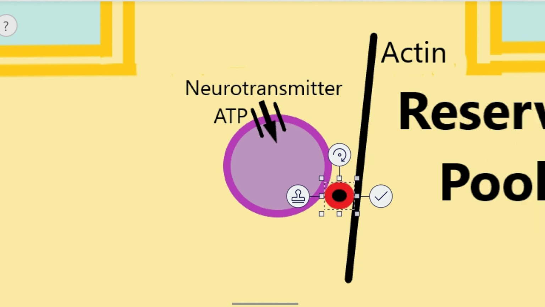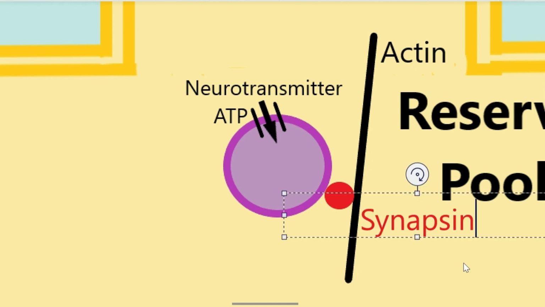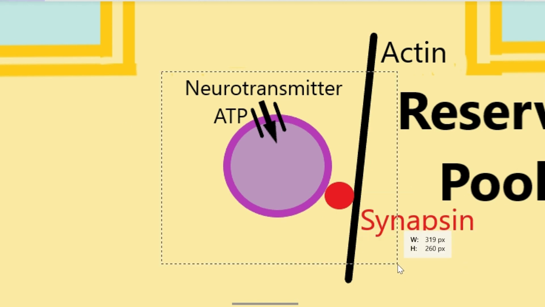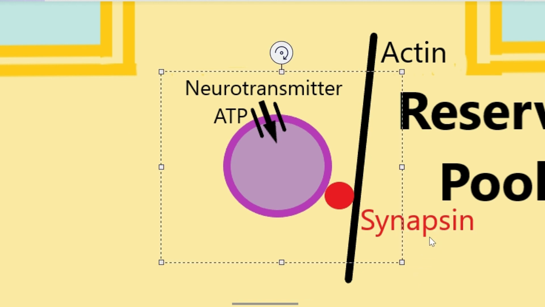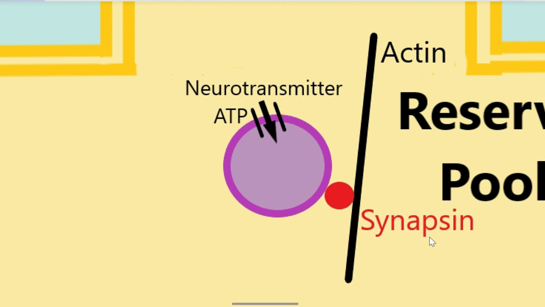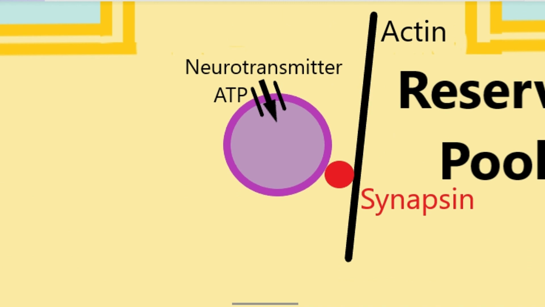Let's make this one red. So this protein is known as synapsin, and it is going to play a really big role in when our neurotransmitter filled vesicles are in their reserve pool compared to when they are going to actually be coming down to the membrane here to fuse and release their neurotransmitter. And that is essentially where it links into this idea of the action potential.